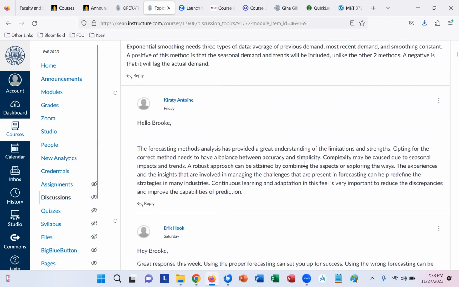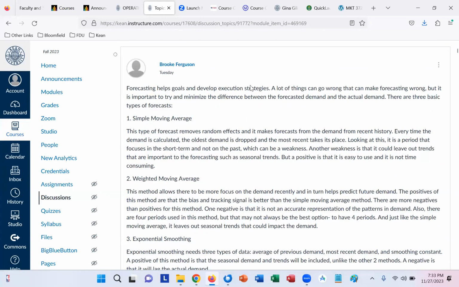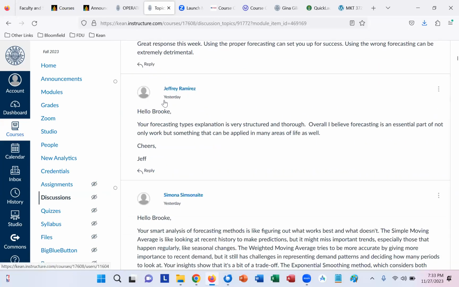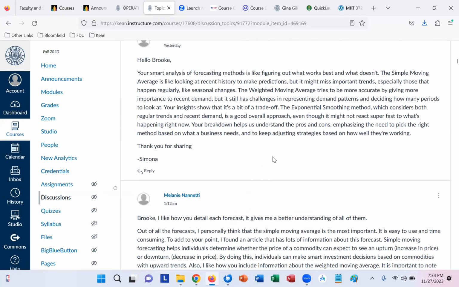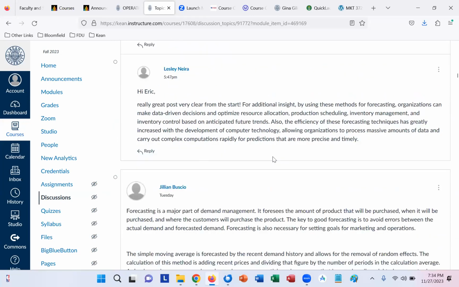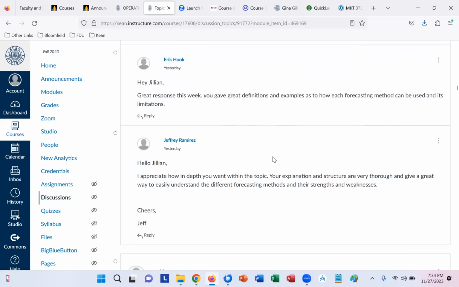As I've pointed out repeatedly at this point, you want to have a strong initial post, such as this one here that Brooke has provided, and you want to have a strong response, such as the response here that Simona has provided to Brooke. I've noticed that most of you are doing pretty well with the initial response.